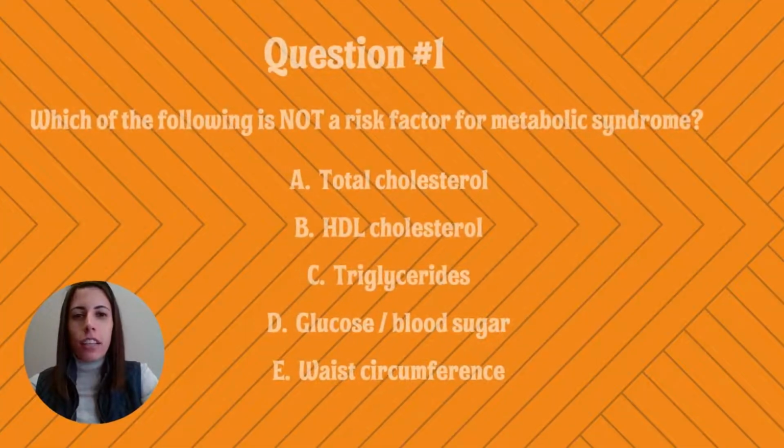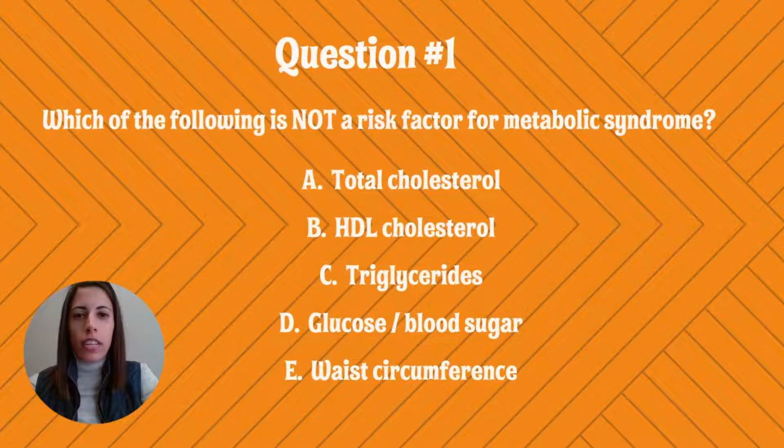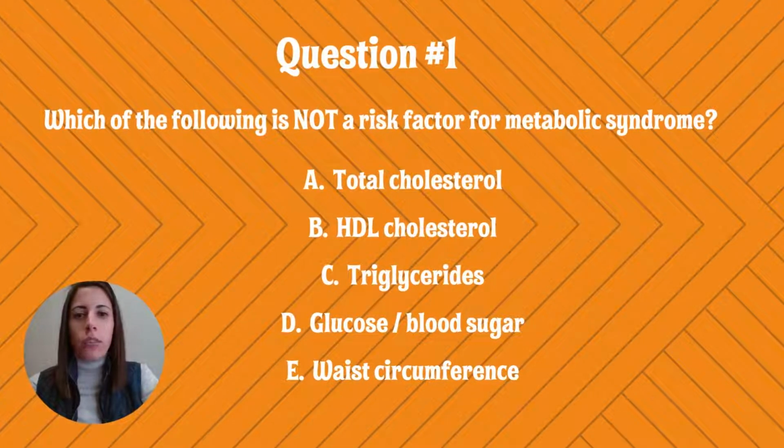All right, so our first knowledge break. The first question that I want you to think about is, which of the following is not a risk factor for metabolic syndrome? Is it A, total cholesterol, B, HDL cholesterol, C, triglycerides, D, glucose or blood sugar, and E, waist circumference?